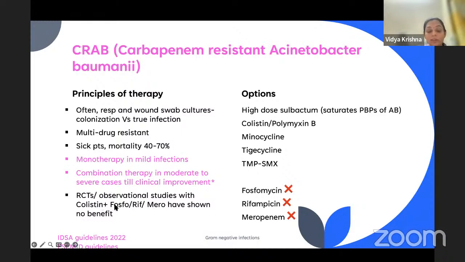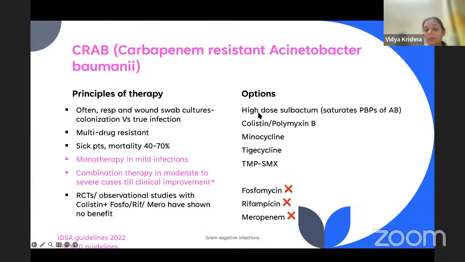So you can't use colistin with either fosfomycin or rifampicin or meropenem. That is straight away out. Okay. Fosfomycin is not a good drug for Acinetobacter. Rifampicin also doesn't seem to work. And meropenem in India definitely useless because most of the times the MICs of meropenem are very high, 628, something like that. So you will not have any added benefit even when you're using it with colistin.